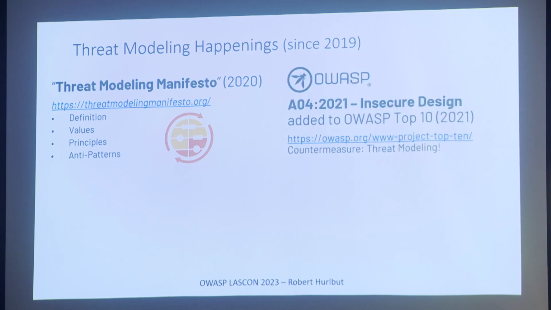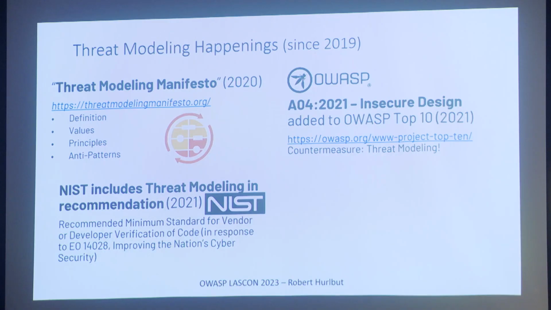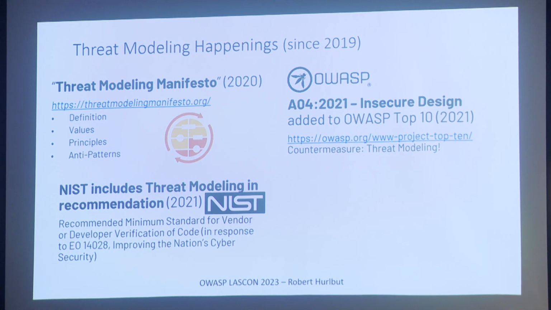OWASP, the Top 10 2021, for the first time, added this particular item in secure design, A04, where basically the focus is insecure design is causing all kinds of problems. And the solution is threat modeling. How do I start to think about good secure design? NIST in 2021 also came out with a document, a recommendation that if you're looking at vendor or other developer-produced code, ask for a threat model. See if a threat model is there.